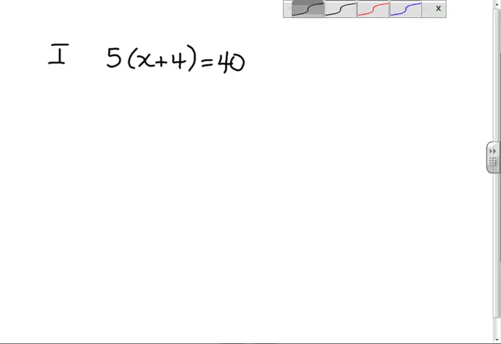There are a couple ways to do this, but what I'm going to do is distribute. Remember when we had distributive property? We may not do the whole worksheet, but we're going to spend a day working on this. Okay, do you remember how we had to multiply those out?